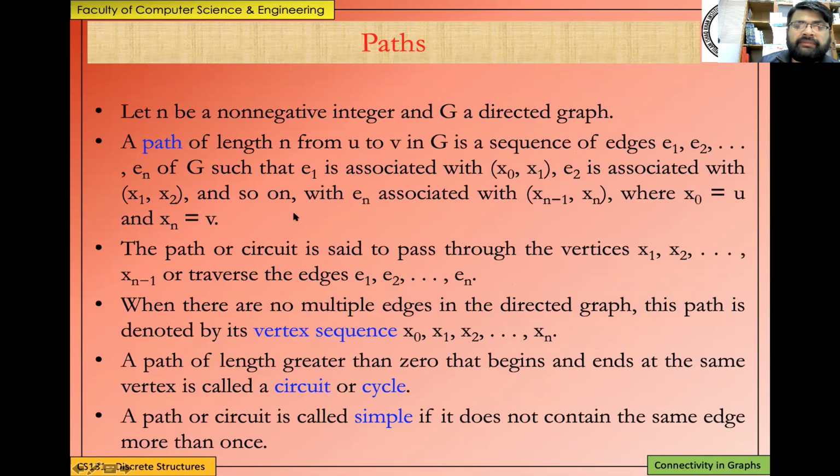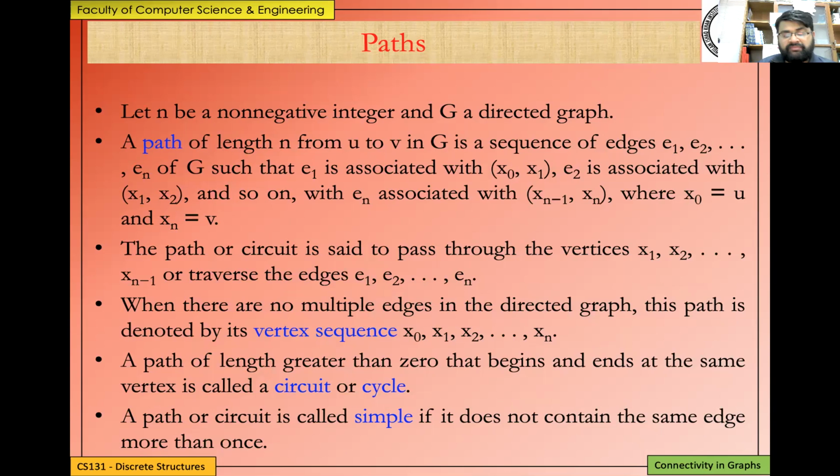So then let's move on to the next set of definitions, and I'll be defining some of these over here. So let n be a non-negative integer and G be a directed graph. Now G is a directed graph, a path of length n from u to v.